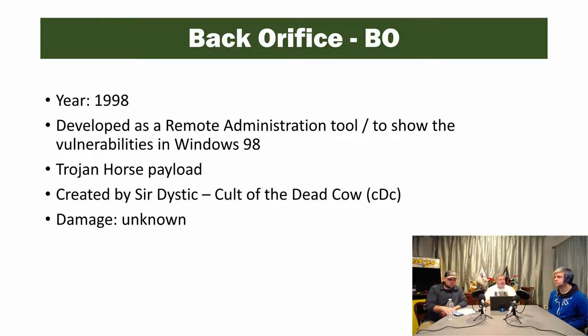One of the classic Trojans we hear about is something called Back Orifice, and it was kind of a play on what Microsoft had, Back Office. These guys created Back Orifice. It was developed as a remote administration tool, or a RAT. We're going to talk about RATs towards the end of the deck. He also wanted to show the vulnerabilities of Windows 98, so it came out in 1998. A lot of these are older. They call it a Trojan horse payload.